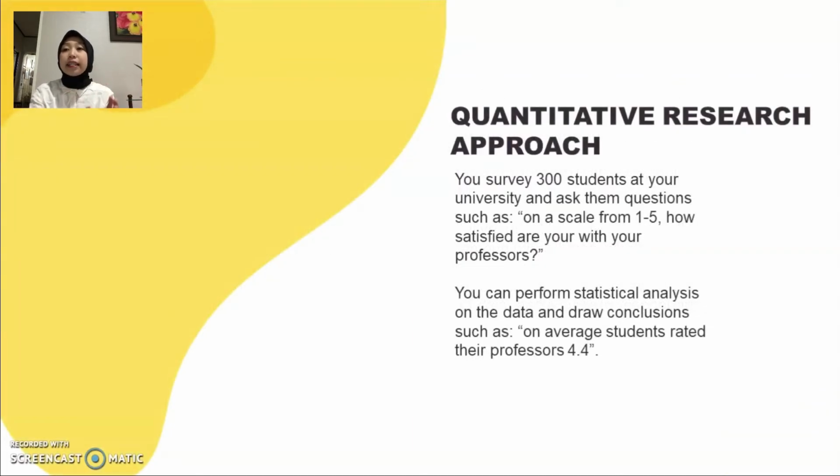In the quantitative research approach, you survey 300 students at your university and ask them questions such as, on a scale from 1 to 5, how satisfied are you with your professors? You can perform statistical analysis on the data and draw conclusions such as, on average, students rate their professor 4.4.